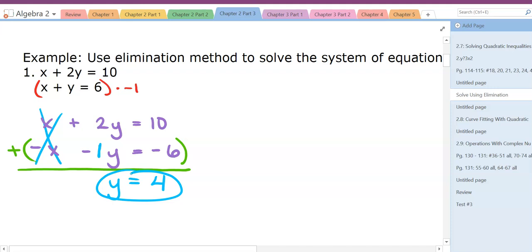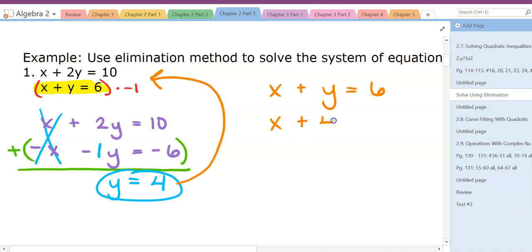So now what I'm going to do is take this value, y equals 4, and I'm going to go back up here to one of the original equations and use it now to help me find x. It does not matter which one you go back into. So I would probably pick the easier equation to work with, which for this one is going to be that bottom one. So I have x plus y equals 6. So I'm going to put in 4 for the y. So now it says x plus 4 equals 6.